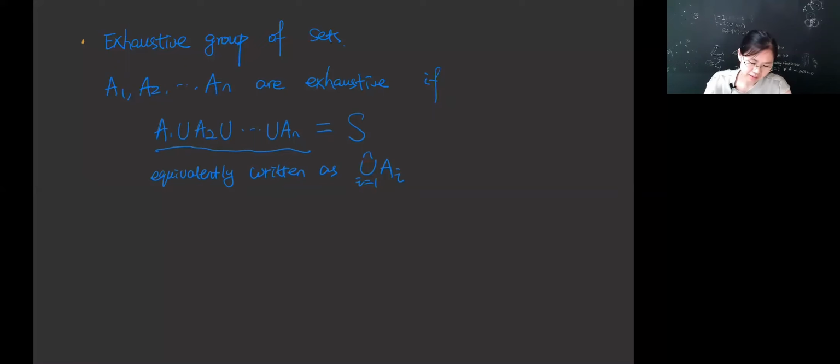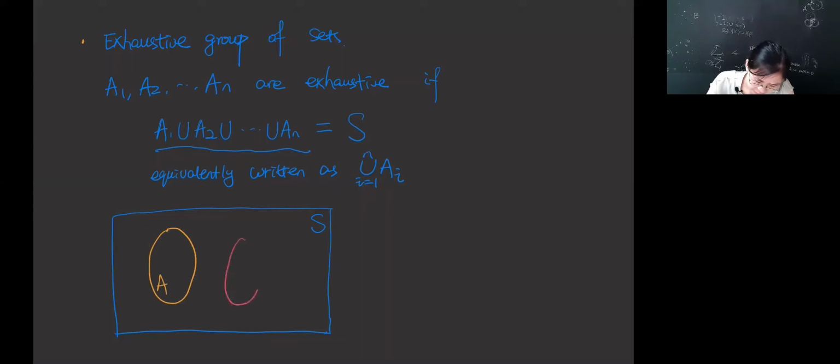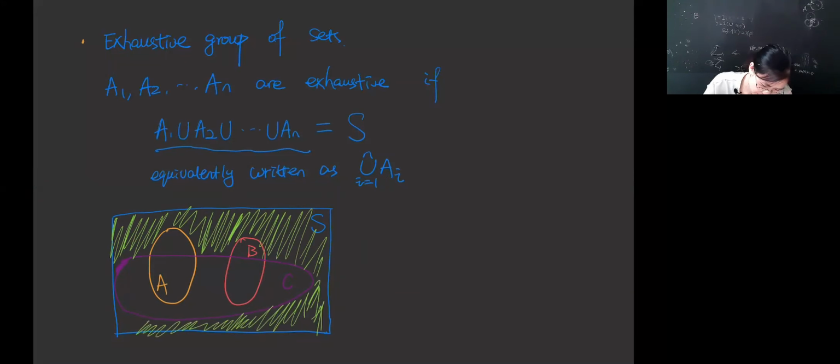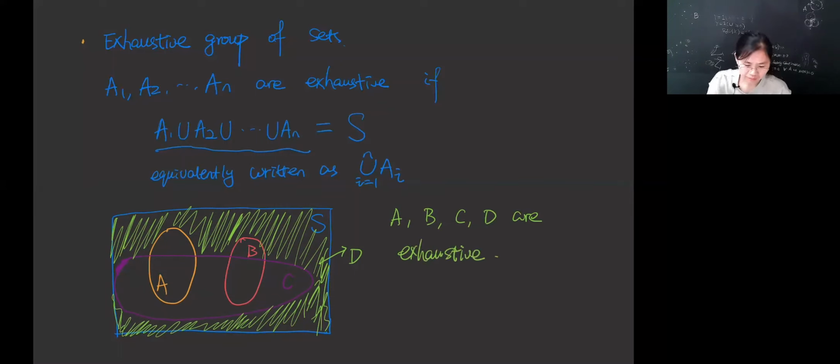Okay, so this and that are equivalent expressions. So in Venn diagram, we can draw an example of an exhaustive group of sets. For example, this is A, and this is B, this is C. Green shaded area, let's suppose that is D. In this case, A, B, C, and D are exhaustive. So any element of S, it belongs to at least one of A, B, C, or D. For example, this element belongs to D.